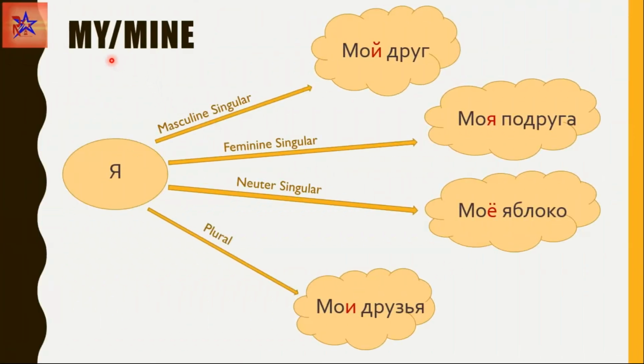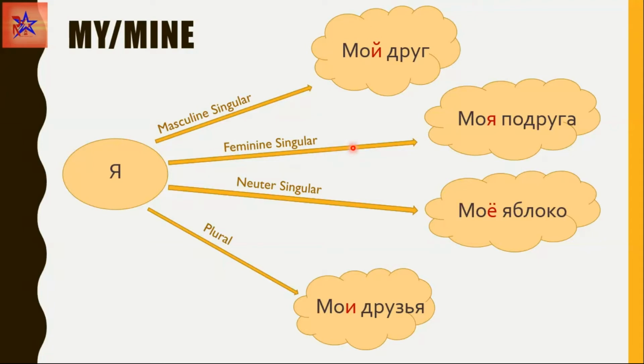So we start with я. When you want to say something that belongs to you, you need to say it according to the gender of the noun. So you see, possessive pronouns agree in number, in gender, and in case. So for the first person, if it's masculine singular, you need to say мой. Мой друг, for example, my friend.